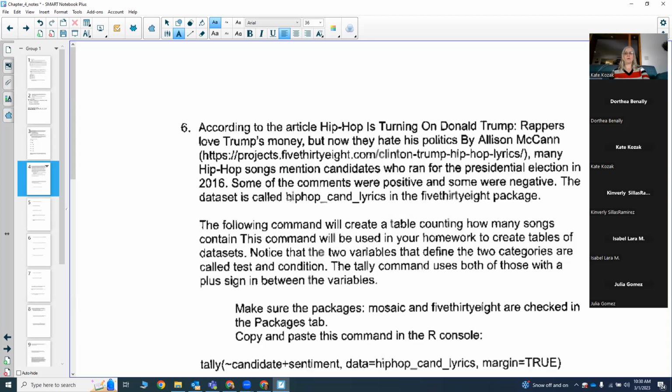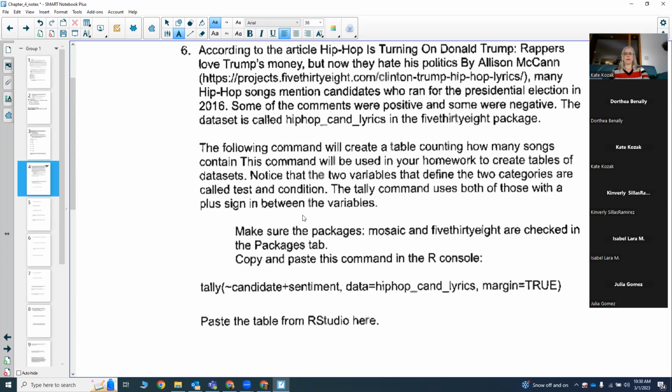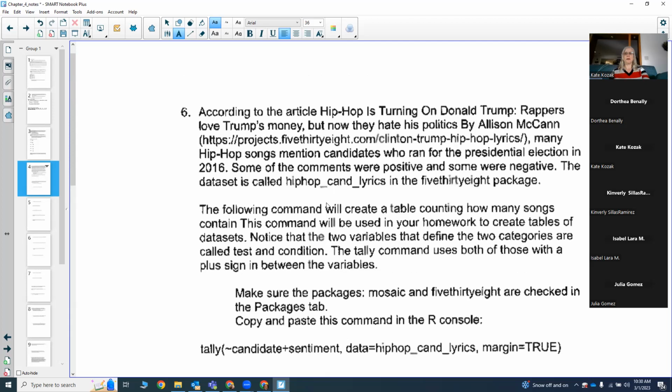And again, what I want you to do is copy this data set. I gave it to you down below. I hope I gave it to you. Did I forget to give it to you? Oh no, it's in the 538 package. There we go. Okay. So this data set called hip hop_cand_lyrics is in the 538 package.